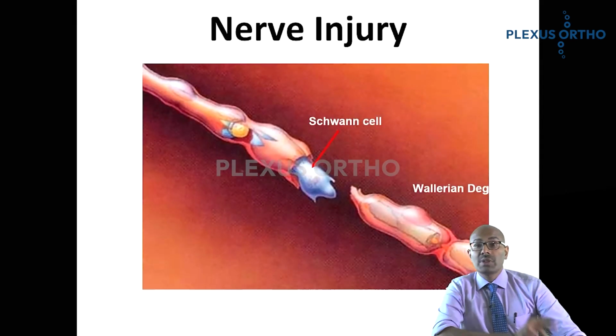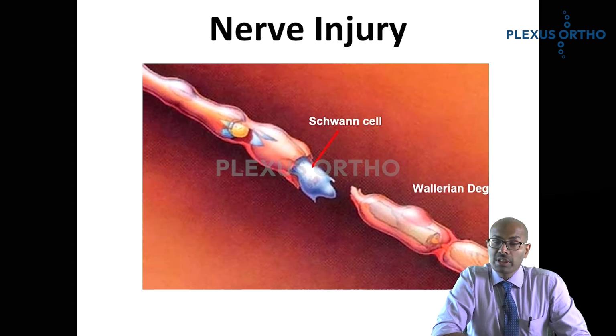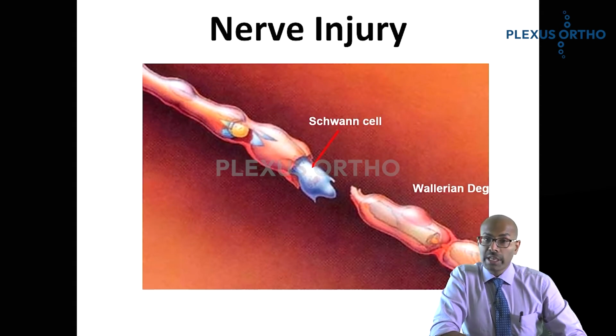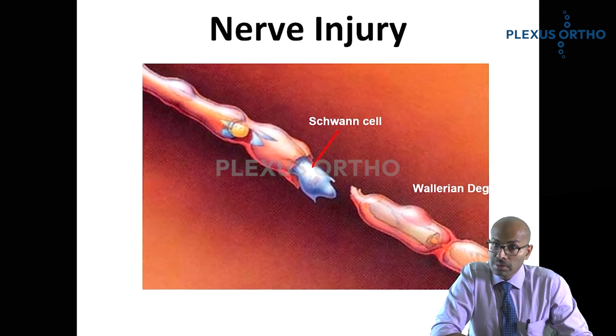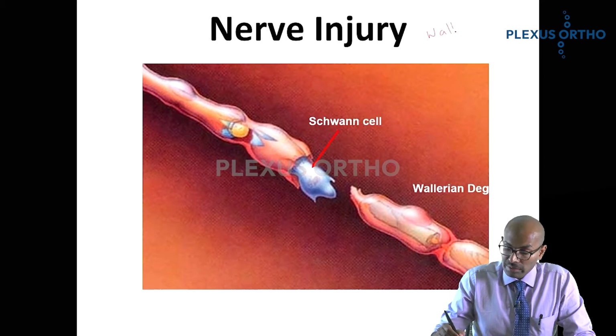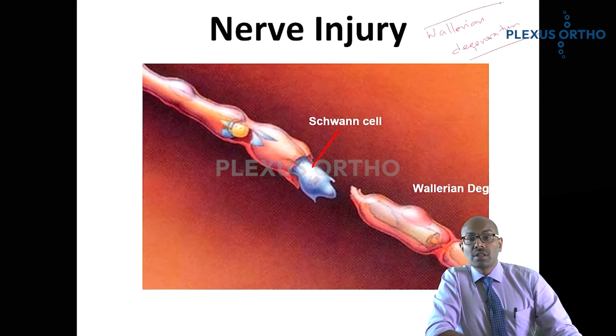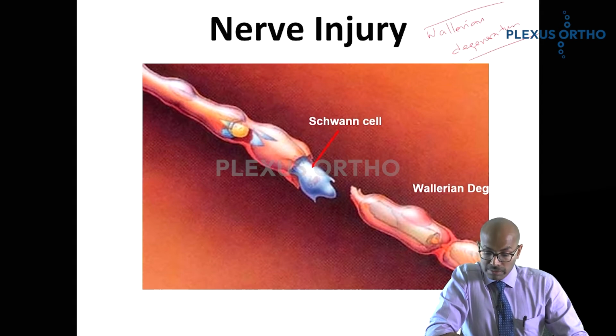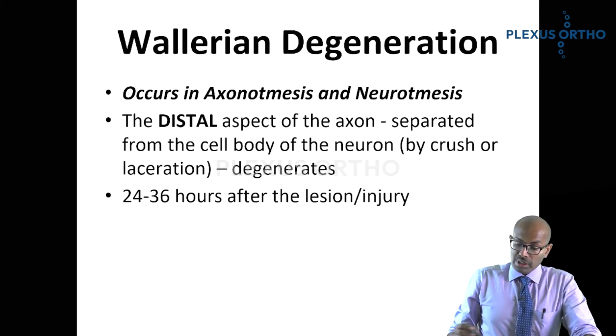Now, what happens when there is a nerve injury? Okay, let us forget about neuropraxic injury. Let's discuss axonotmesis and neurotmesis. What happens when there is a nerve injury? What happens is called Wallerian degeneration. Wallerian degeneration occurs when there is an injury to the nerve.